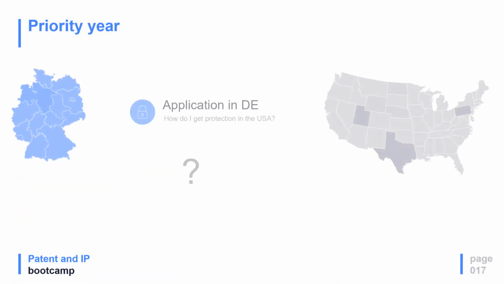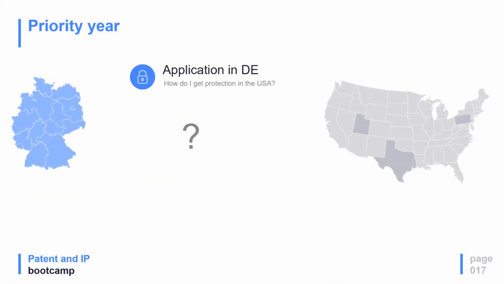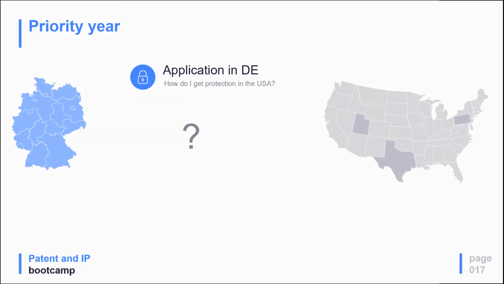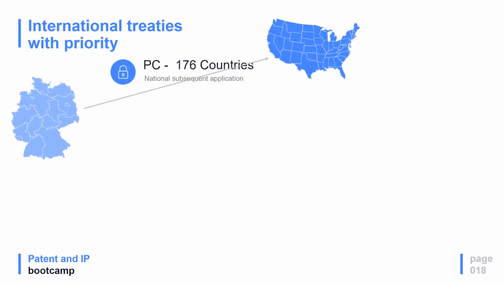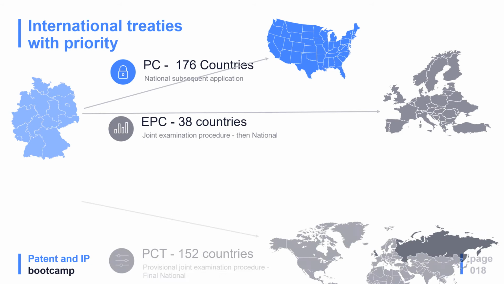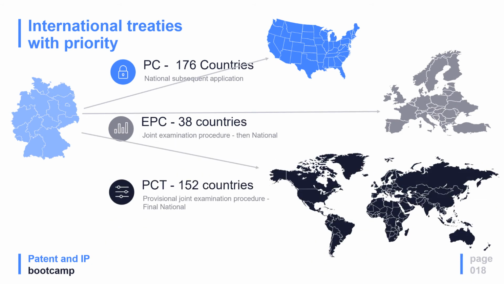Then we will also talk about how you can extend your protection to further countries. For example, if you have an application in Germany and then you want protection in the USA. There we talk about some international treaties that make it possible that you get further protection in other countries as well. And we have a look at the different possibilities to extend the protection, and we will also discuss an example on when it makes sense to use which application.